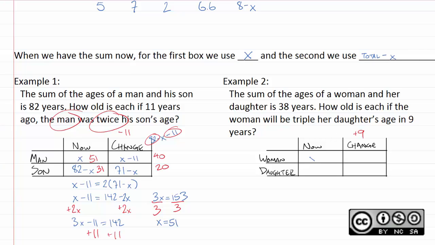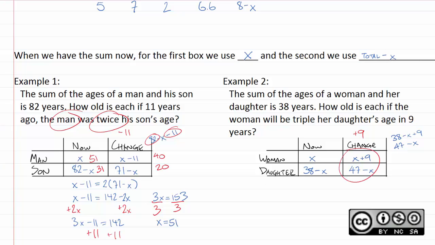If the woman's age is x, her daughter's age has to be 38 minus x because their ages add up to 38. Again, we just add 9 to both of those. Here I'll have x plus 9. For the daughter, I'll have 38 minus x plus 9. Well, 38 plus 9 is 47, so this is just 47 minus x. There we are. And now we do the same thing as before.